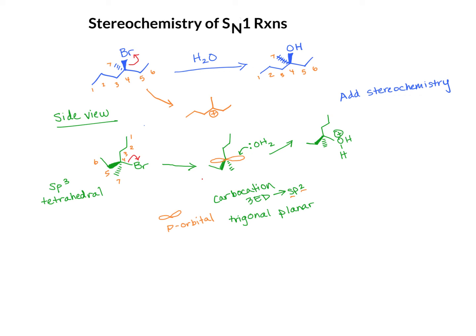That's called retention. When you have retention, it just means it's on the same side. The nucleophile is on the same side that the leaving group was. So the nucleophile came on the same side as the leaving group was.